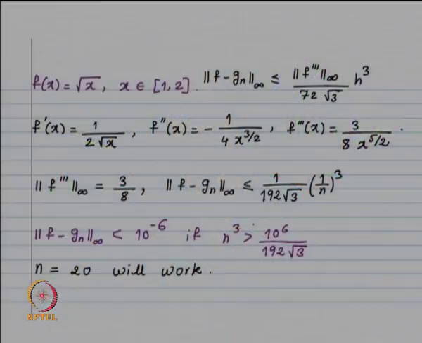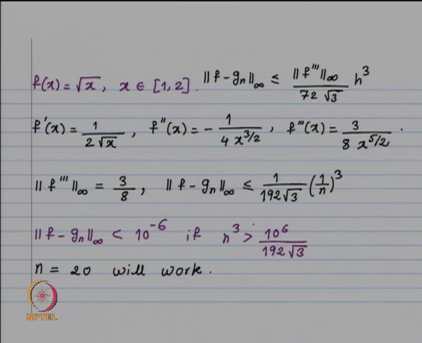And when you do a bit of computation, we had calculated up to f double dash. Now, you have to calculate f triple dash. So, that is going to be 3 by 8 x raised to 5 by 2. Once again 1 upon x raised to 5 by 2 is a decreasing function on the closed interval 1 to 2, and hence the maximum will be attained at the left hand point, which is 1, and hence the norm of f triple dash infinity is equal to 3 by 8.